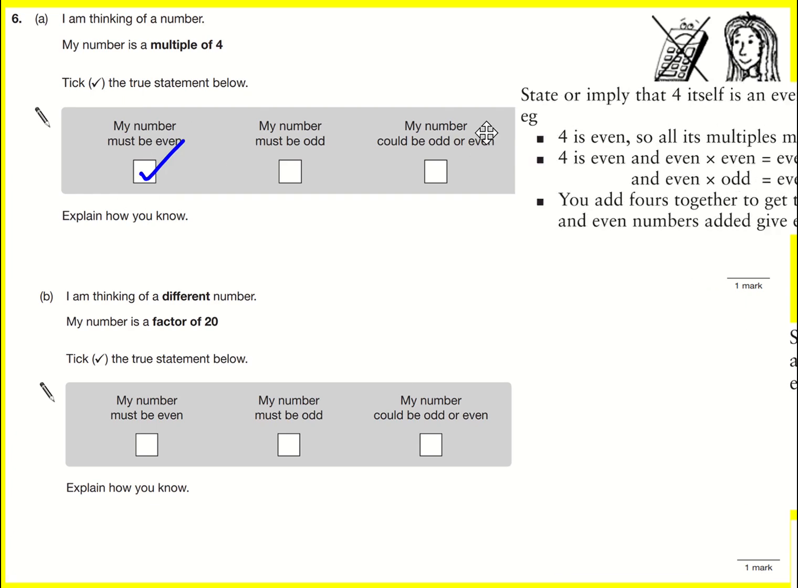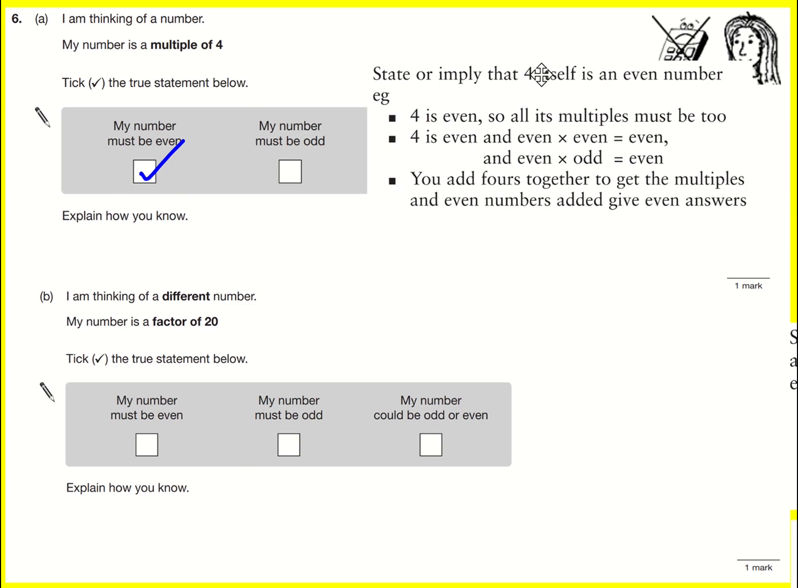So the first line of reasoning is that you basically say that 4 is itself an even number, and therefore all multiples of it must be as well. There's all this sort of stuff you can say. Actually, if you just literally say that 4 is an even number, that is enough. But just try and make sure you understand how you might expand on that explanation.